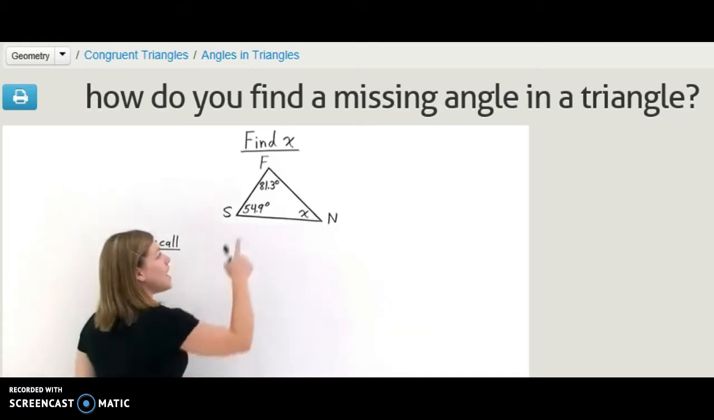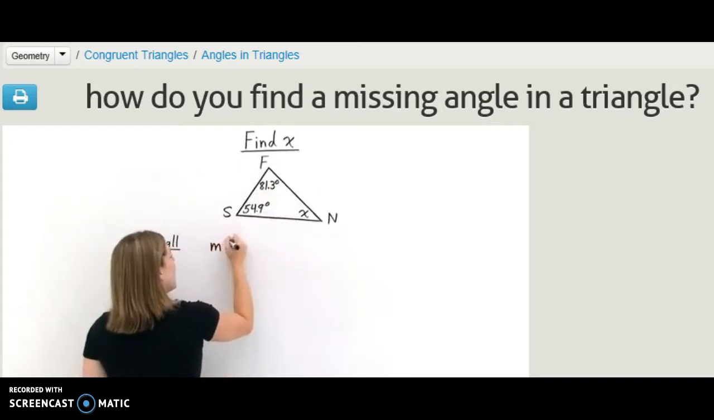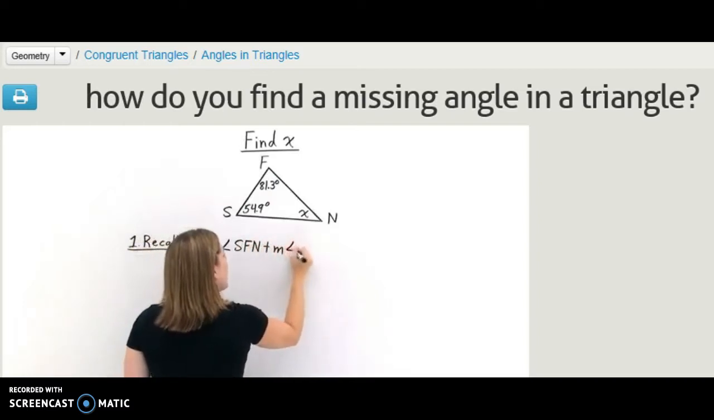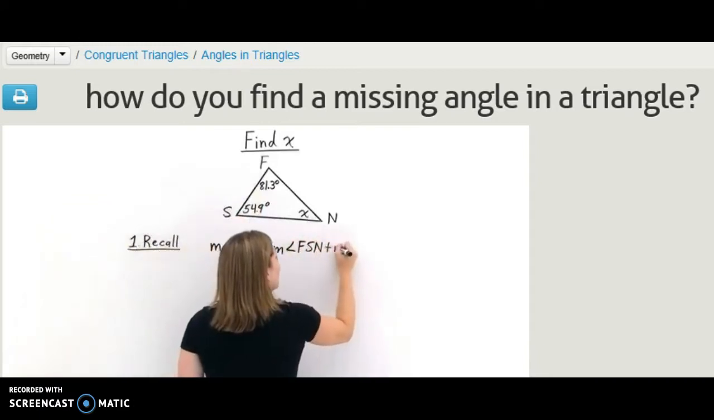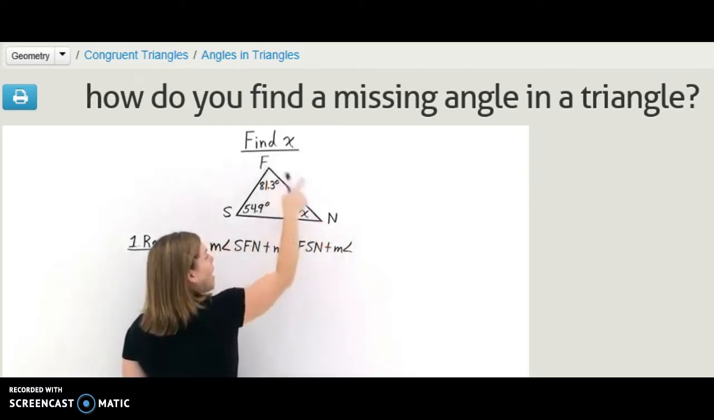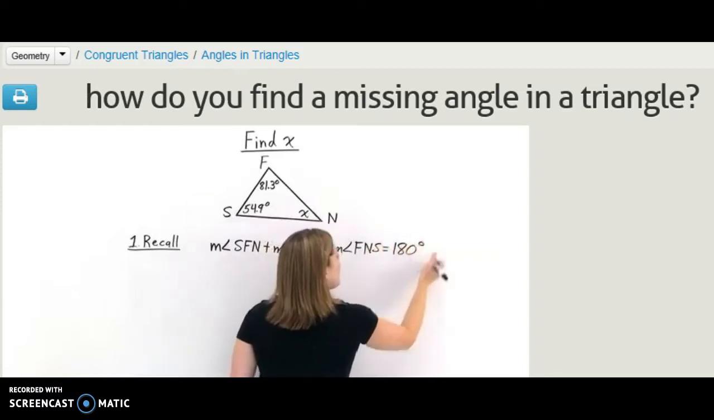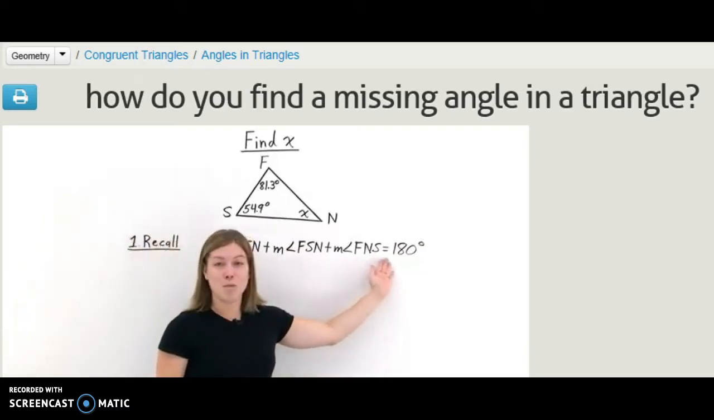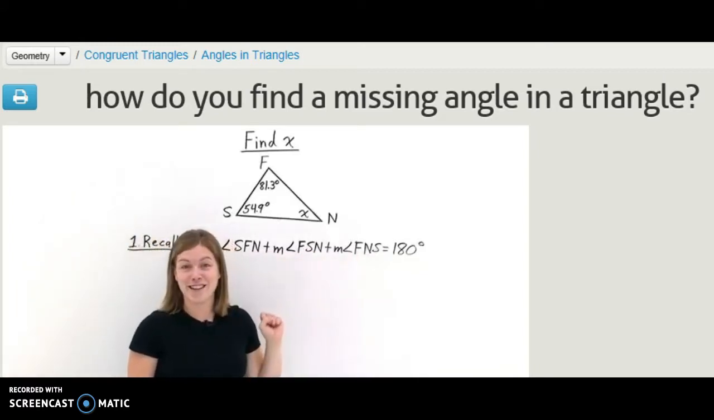So for this triangle, we can take these three angle measurements and add them together and set them equal to 180. So let's do that. Let's first take this angle, the measurement of angle SFN. So we take the measurement of that angle and add it to this angle measurement, angle FSN. And finally, we add that to the measure of the third angle, FNS. If we add these three angle measurements together, we will get 180 degrees. Always. So this is what the triangle sum theorem will give us. An equation where if we add these three angle measurements together, we get 180 degrees.